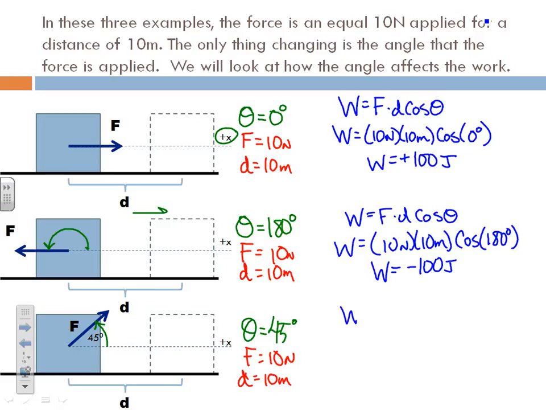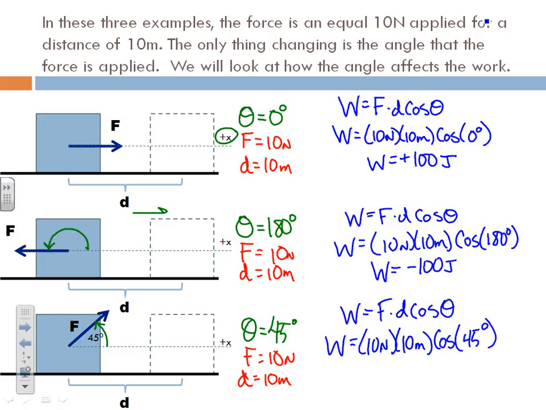All right. In our final example, again, F D cosine theta. We have a force of 10 newtons. We have a distance of 10 meters. We have the cosine of our angle, which is 45 degrees. And in this case, we don't get 100. We don't get negative 100. What do we get?